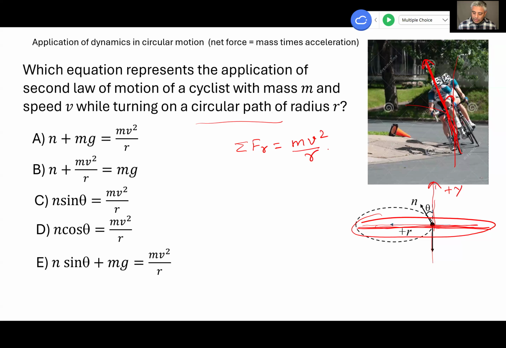Okay. So now with that said, I'll let you work on this. So you have, again, 2.5 minutes to complete this.